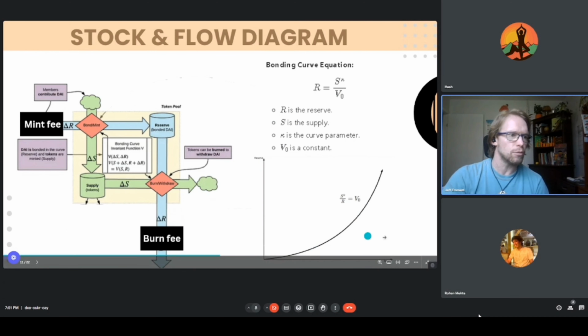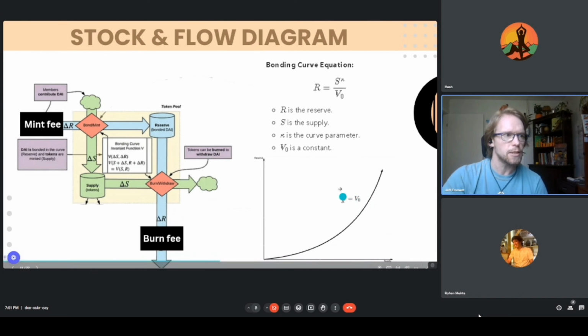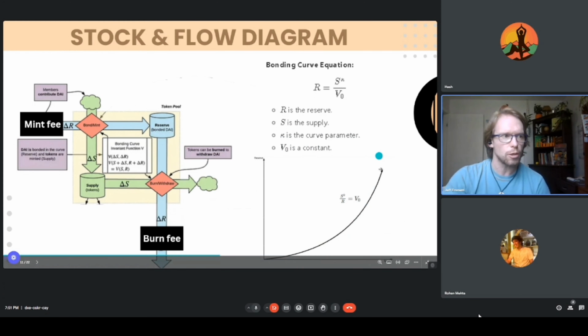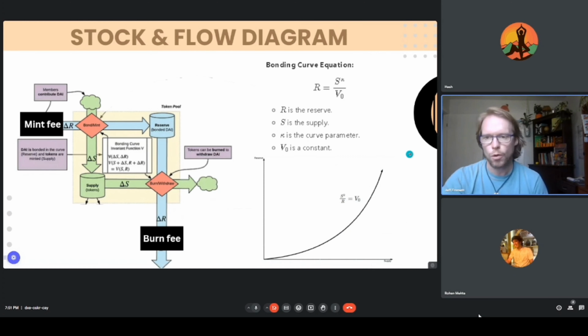We can see the invariant equation for the bonding curve here. This is a graph of reserve versus supply, and the invariant V naught is equivalent to supply to the kappa over reserve. Kappa is a parameter that determines the shape of the curve, and it's also equivalent to 1 over the reserve ratio in a lot of cases.